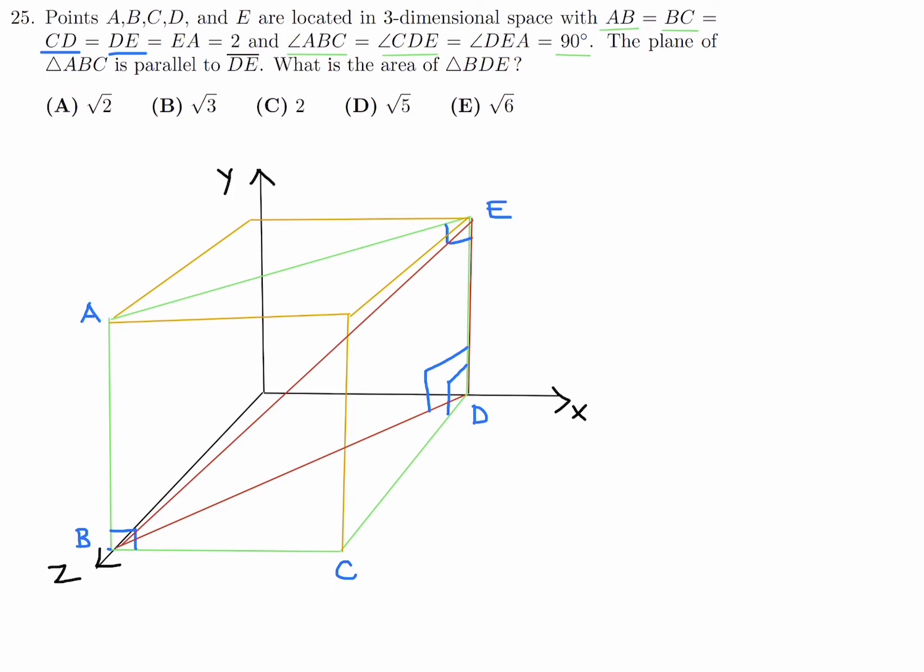Okay, so that means I need to figure out the sizes now. They tell me that AB is 2, BC is 2, CD is 2, DE is 2, and EA is 2.